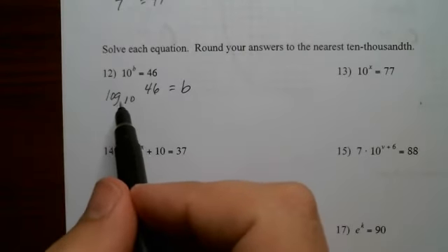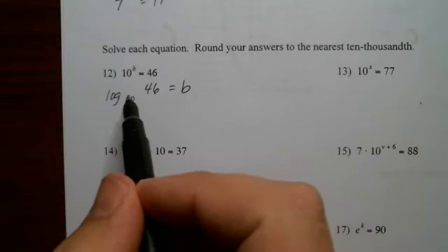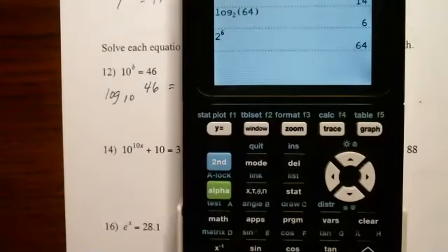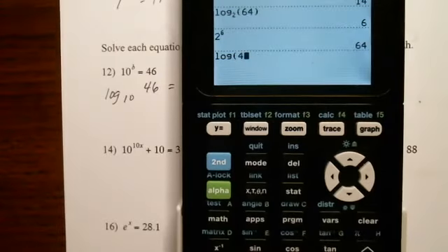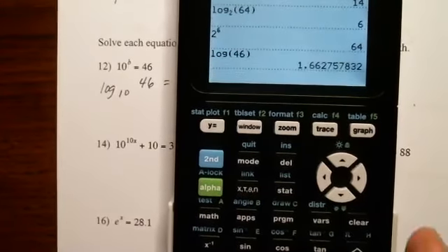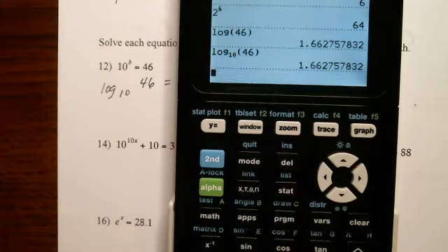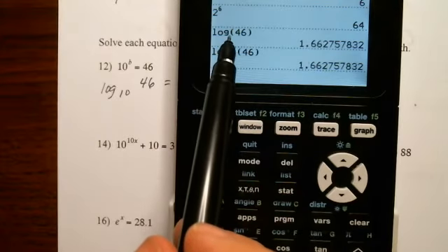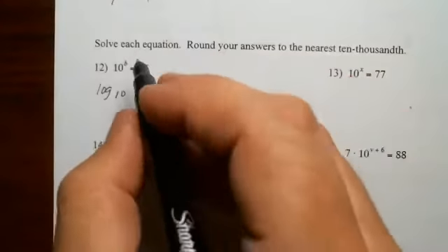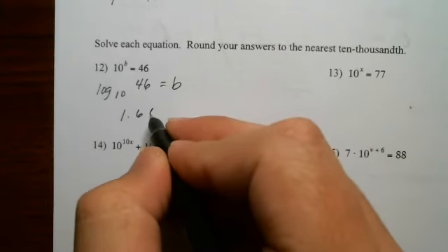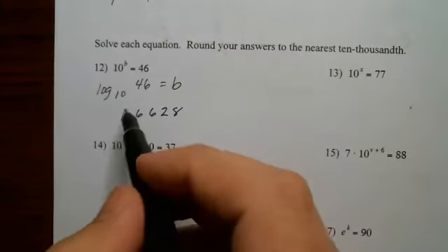Now we know log with the base of 10 is what we know as the common log. So in your calculator, you can just hit the log button, say log of 46. And that's the same thing as log base 10 of 46. Same answer there, because these two are the same thing. It's implied that it's base 10 when it's just the common log. It says round to the nearest 10,000, so that's 1.628.